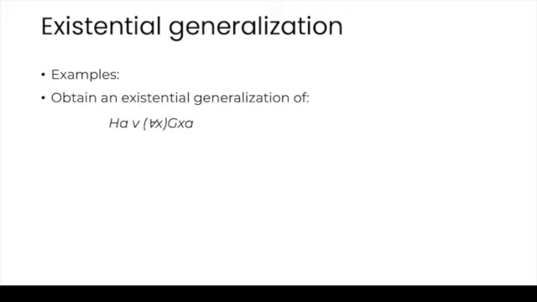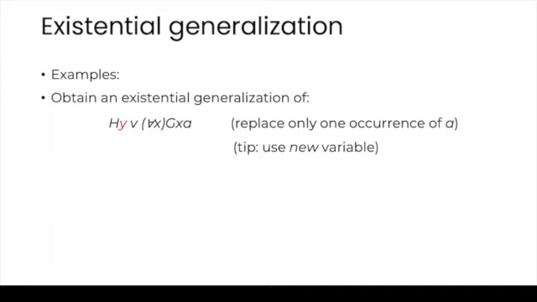Here's another example. Let's give an existential generalization of this sentence. In this case, and for no reason at all, I'm just going to replace 1 occurrence of the name a. And that occurrence is the first from left to right. Here's a tip. Whenever you're introducing a variable in a situation like this, use a variable that isn't currently in use. That will save you a lot of headaches. So here I use y because x is already present in the sentence.